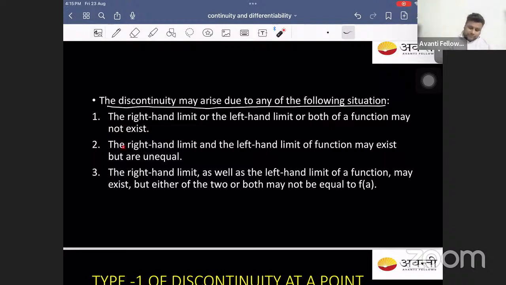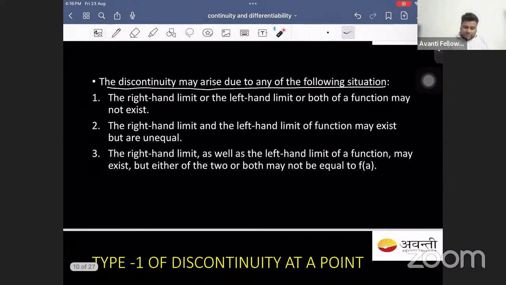Or the right hand limit and the left hand limit of the function may exist but are unequal. Both of them are existing, but they are different. Even in that case, we say discontinuity is there.